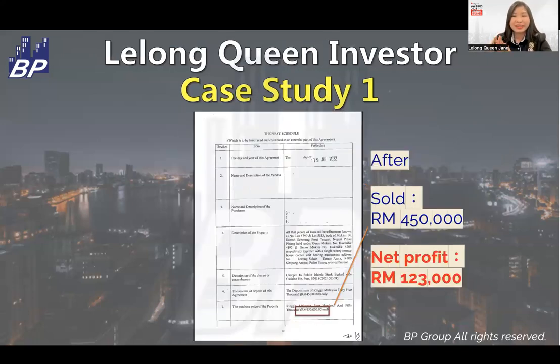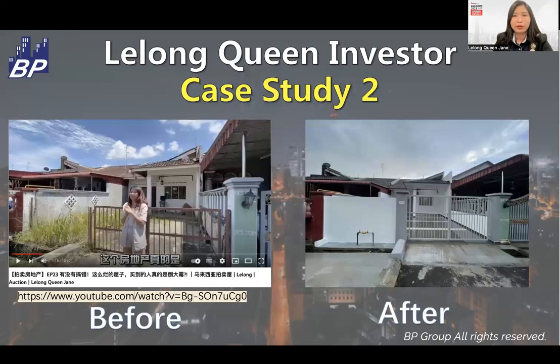But after the renovation, we successfully sold this property for 450,000, which gives a net profit of 123,000. Wow, congratulations. It's really interesting and very exciting, right? This is a real case that happened during the MCO period. And this is my second case study.